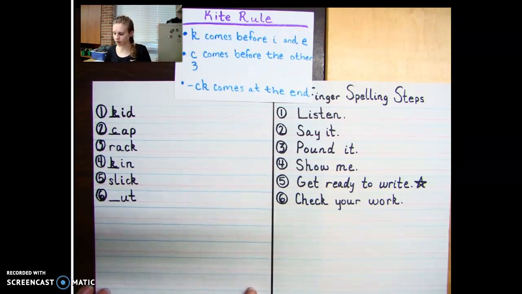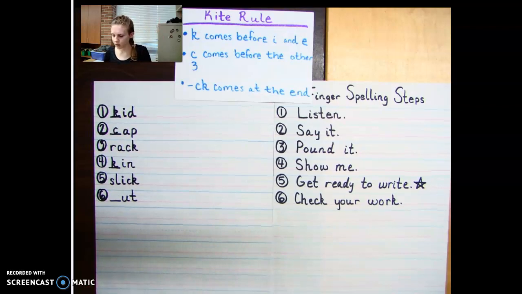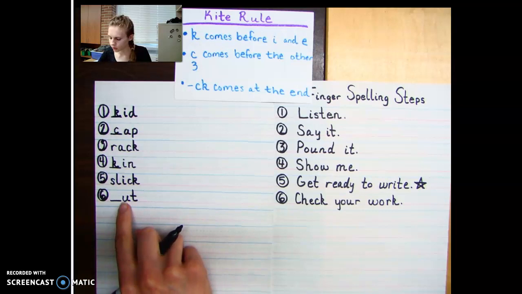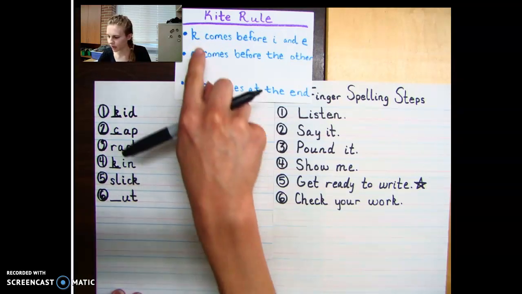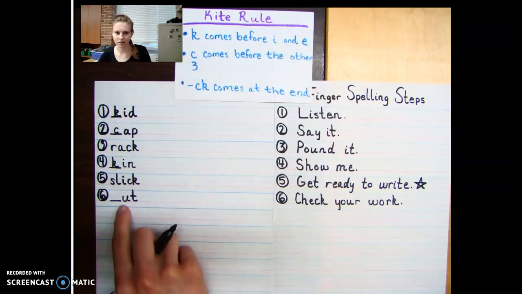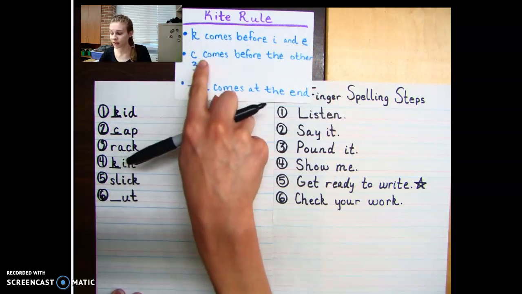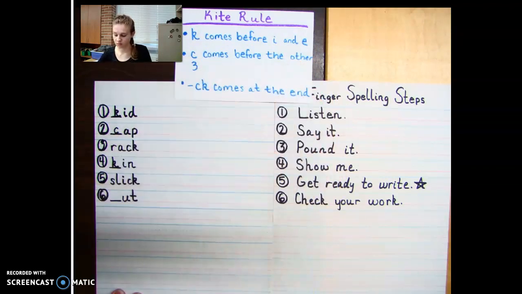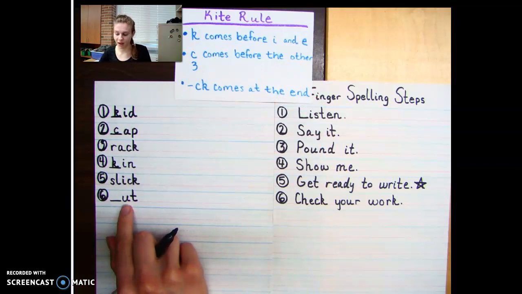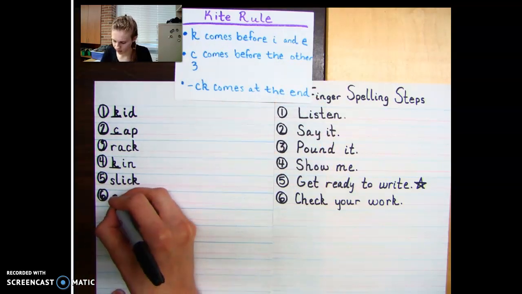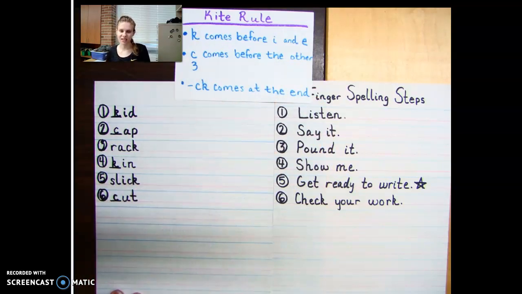Okay, now I'm looking at my word, and I can look back and I can say, what letter is going to go here if there is a U after it? Well, K comes before I and E. That's not an I or an E. C comes before the other 3. Well, U is one of the other 3 vowels, so this one must be a letter C for cut.